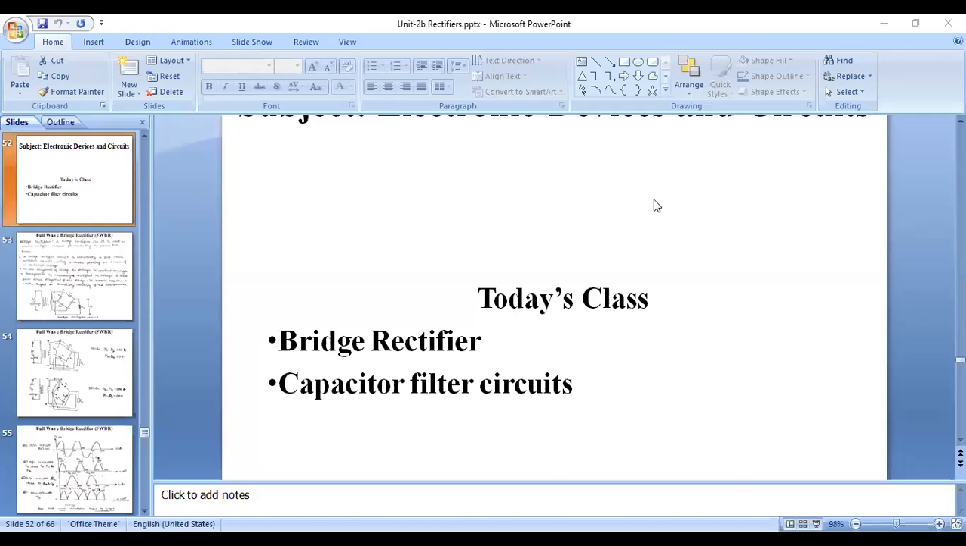Okay, please tell me whether my screen is visible or not. Is it visible, students? Is it visible?